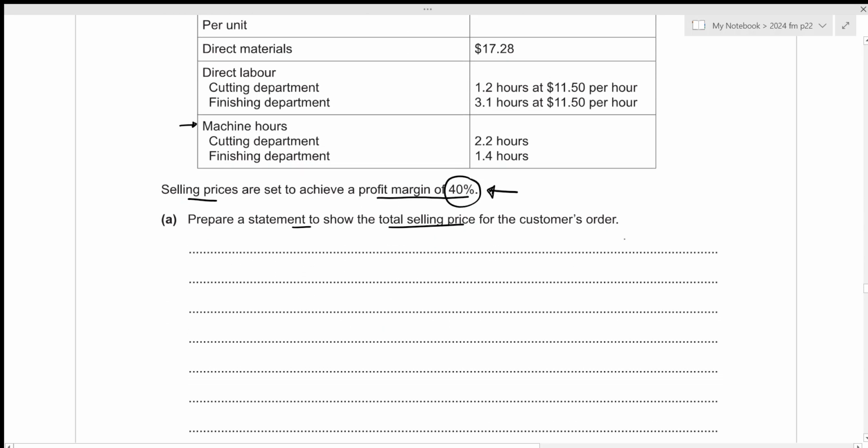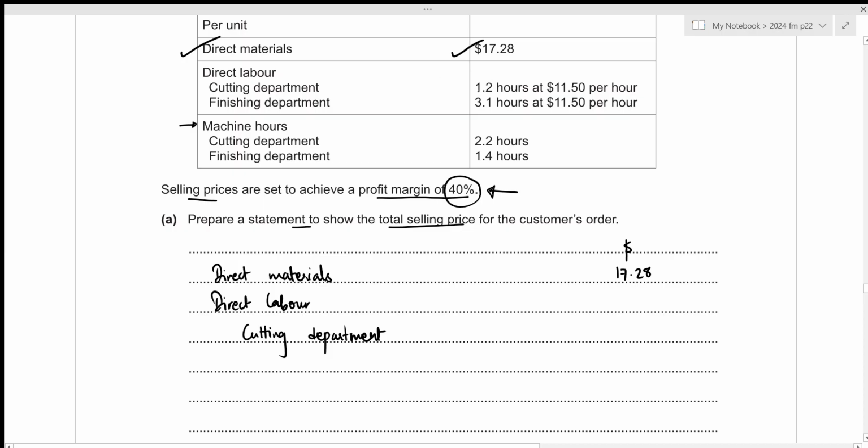Let's start the statement. We can first start with the direct material per unit. The direct materials we have is of 17.28. Then we can include our direct labor. And for direct labor, we need to include it differently for 2 different departments. So the first one we have is cutting department. And we are including the per unit direct labor.